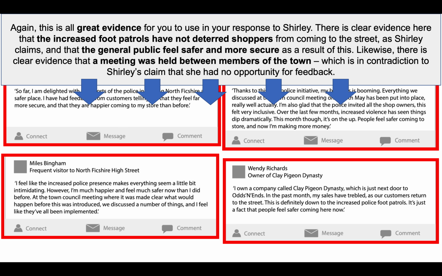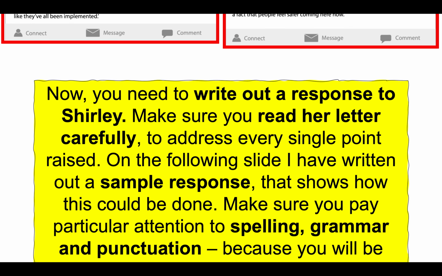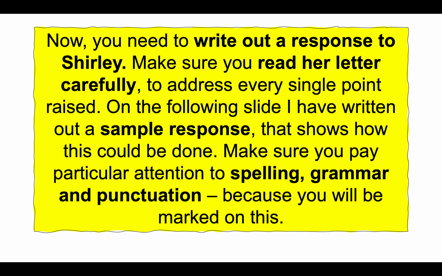If you remember, Shirley had mentioned that there was no opportunity to give feedback. Now we need to write out a response to Shirley. So if you wait, I'm going to show you how I would respond to that letter professionally and concisely using the information that we have gleaned.